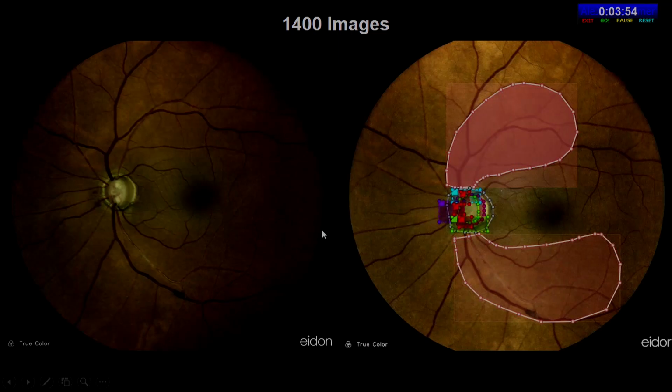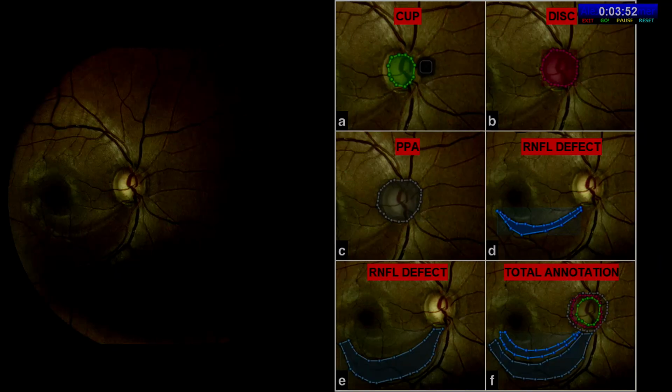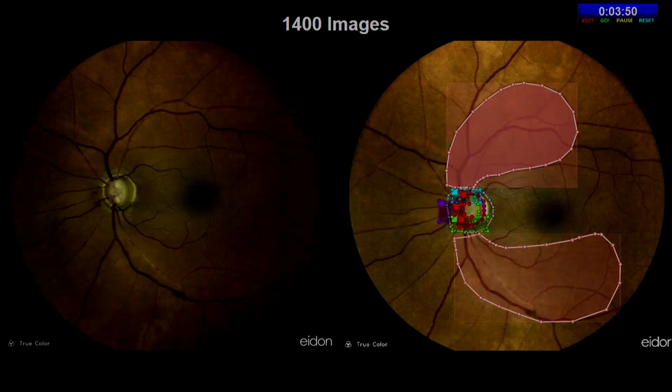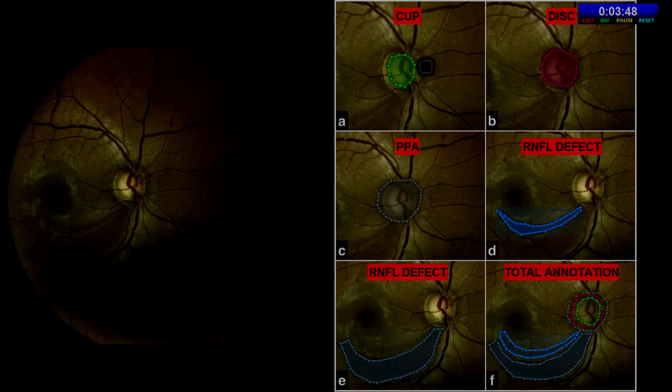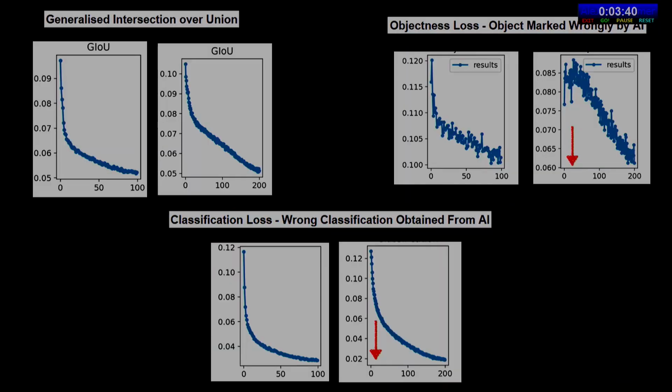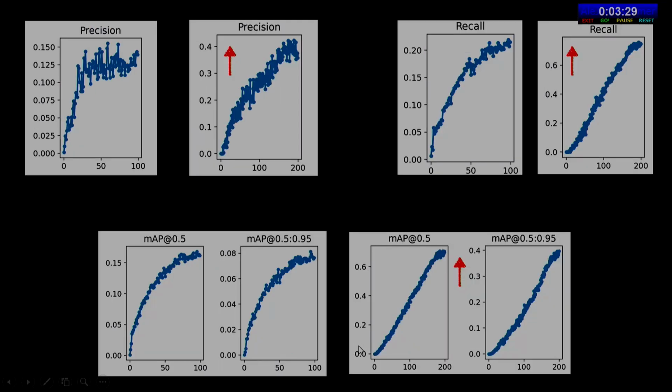So these are the 1400 data that we started with, the fundus, where you can see not only is the machine taught about the diagnosis, but all intricate small findings like a cup, a disc, a peripapillary atrophy, and the final annotation is very huge, where 16 to 25 minutes may be taken for a single image. And these are the AI objectiveness loss and classification loss, which actually decrease, meaning that the AI is actually learning with time, with precision and recall.